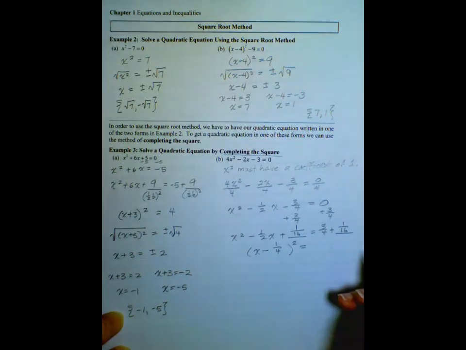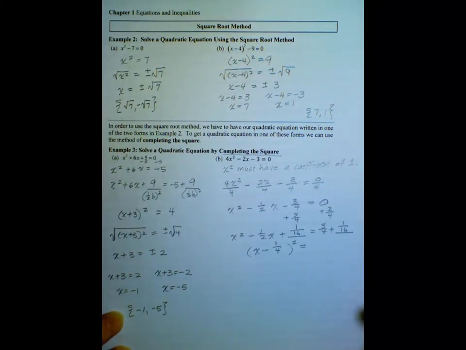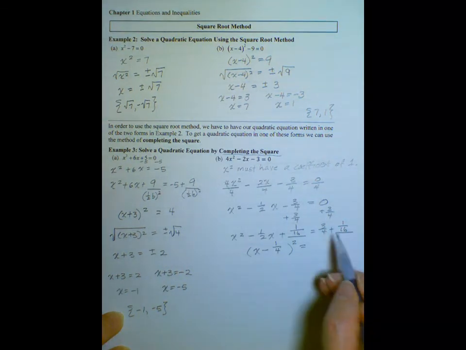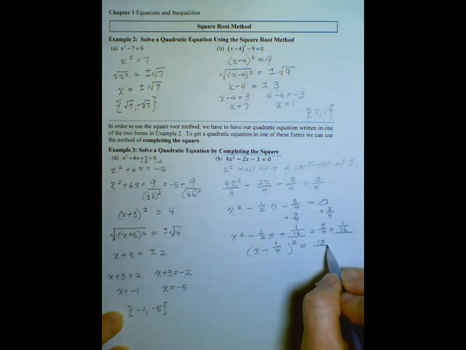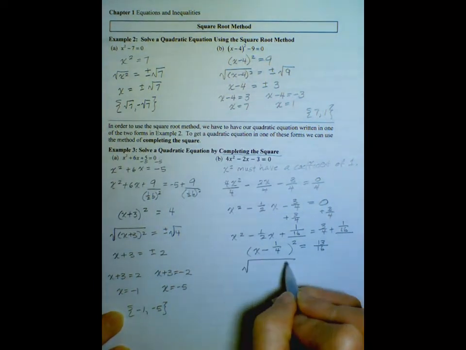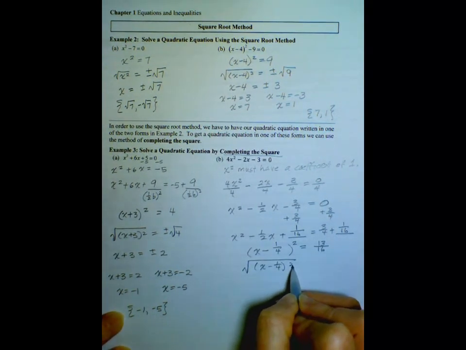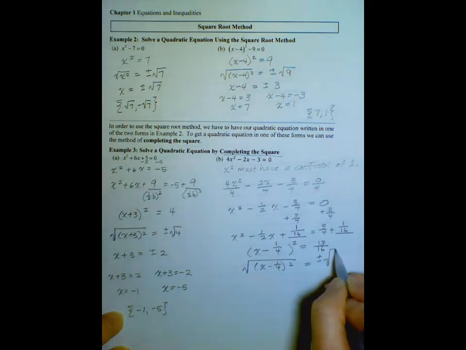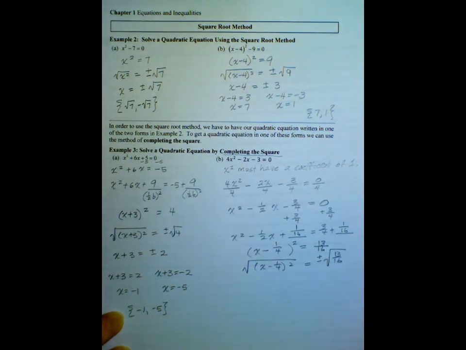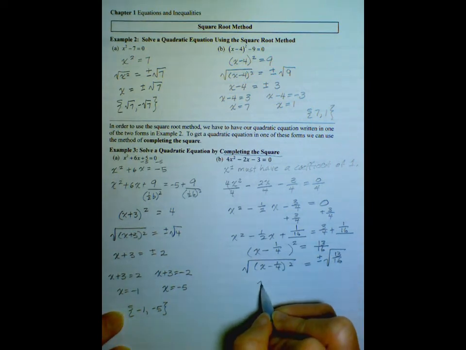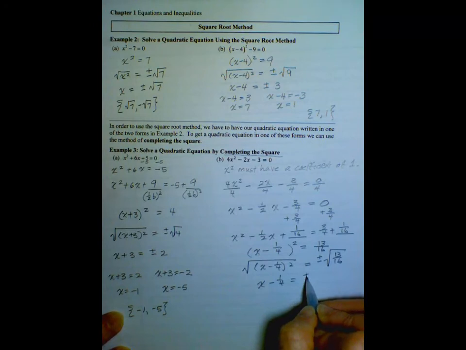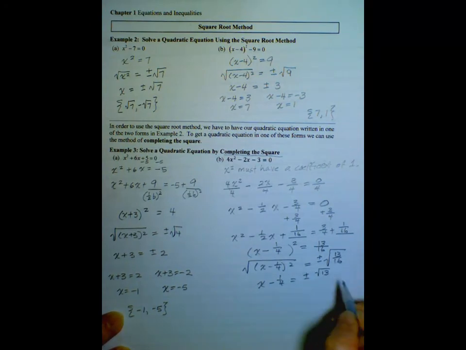Over here, I've got to add 3/4 and 1/16. Use your fraction key on your calculator, but this is just 12/16 and 1/16, so it's 13/16. Square root method. X minus 1/4 squared equals plus or minus the square root of 13/16. And recall, we can break these square roots up. I can take the square root of the numerator and separate that out from the square root of the denominator. So I have x minus 1/4 equals plus or minus. 13 is not a perfect square and it cannot be simplified, but 16 is. So I'm going to take the square root of 16 and get 4.